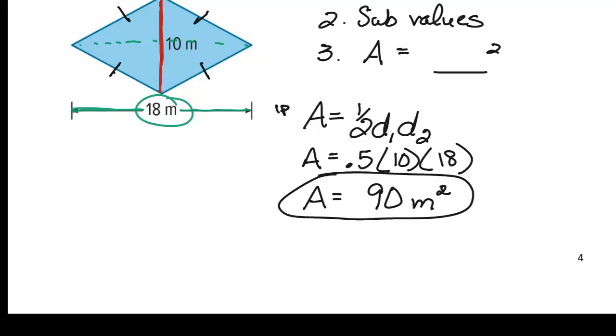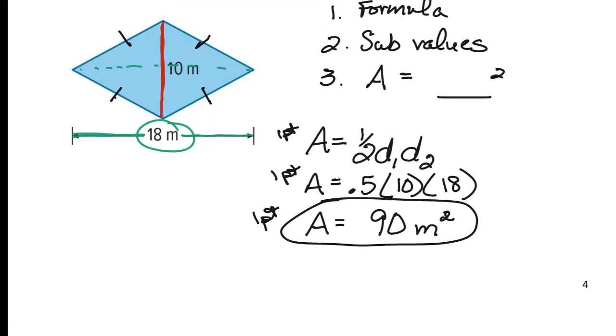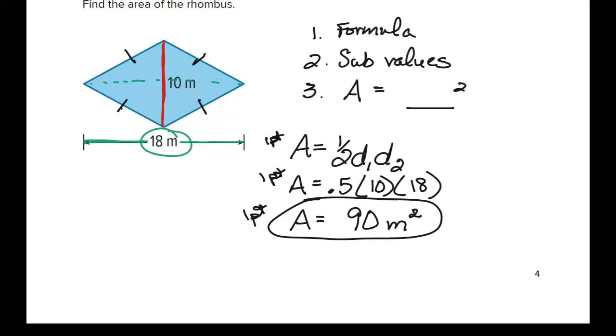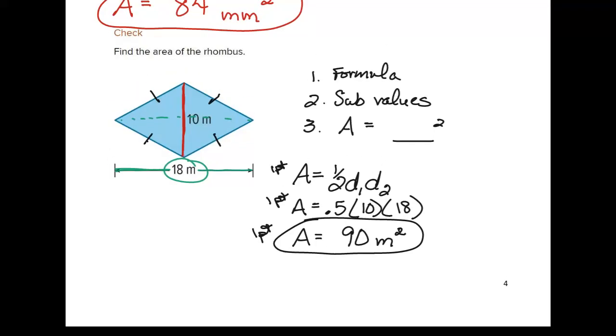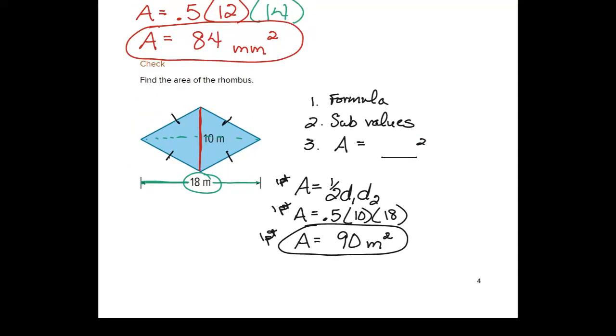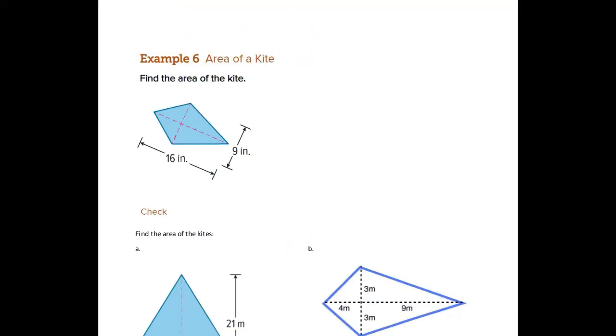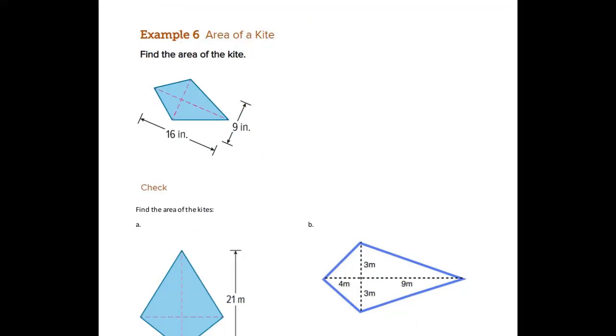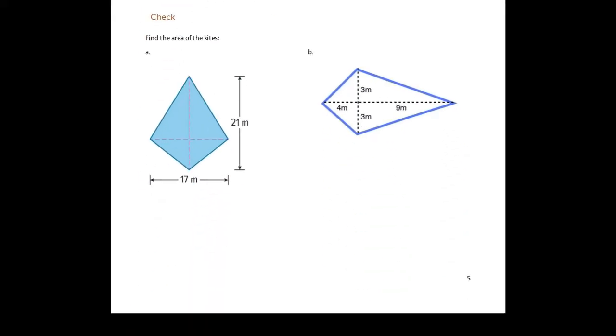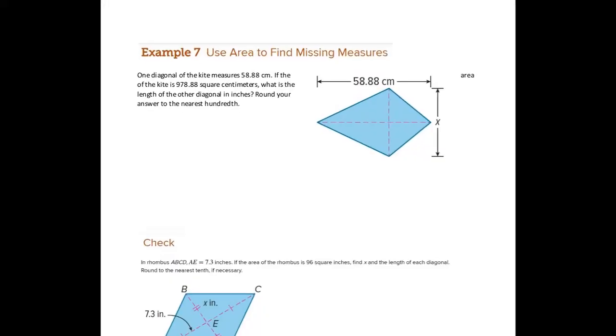So you get 1 point for the formula, 1 point for substituting in, and 1 point for a complete answer with the unit and with the squared. Did anybody have all of those? Did anybody have 2 of the 3? Okay. Any question about this particular problem? Okay. Let's turn the page. And we are going to skip for now page 5. I want you to go to example 7.